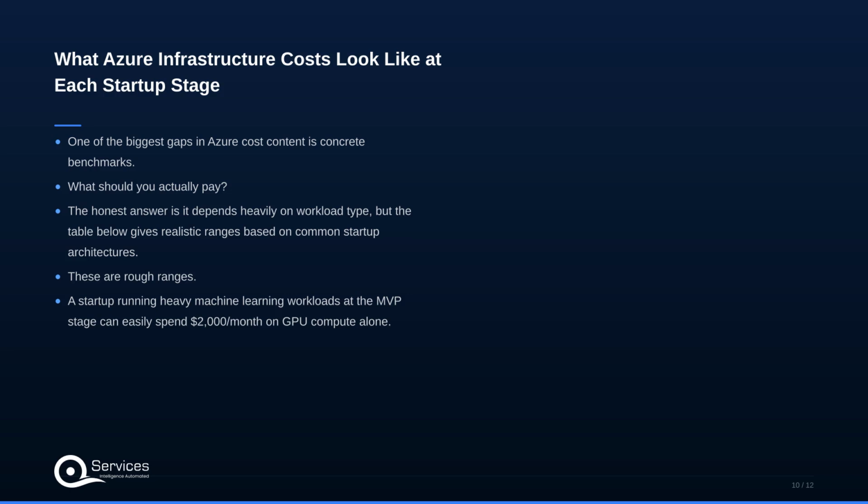A startup running heavy machine learning workloads at the MVP stage can easily spend $2,000 per month on GPU compute alone. A SaaS business with mostly static content and a small database can run under $300 per month at $1 million ARR. The benchmarks matter because Azure cost optimization isn't just about cutting costs in absolute terms. It's about spending in proportion to the revenue and workload the infrastructure supports. If you're spending $8,000 per month at $200,000 ARR, that's worth investigating. If you're spending $8,000 per month at $3 million ARR, that's healthy.